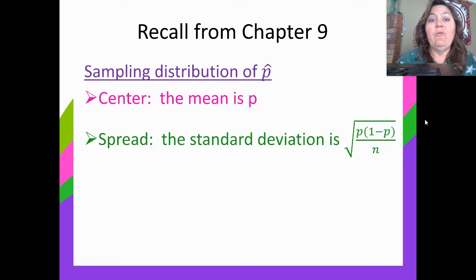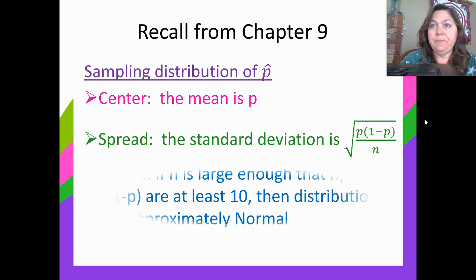Remember, this is on your formula sheet. So keep your formula sheet handy this whole lesson. You will need it. And make sure you know where to find this for proportions. But that's that p times 1 minus p over n, square rooted.